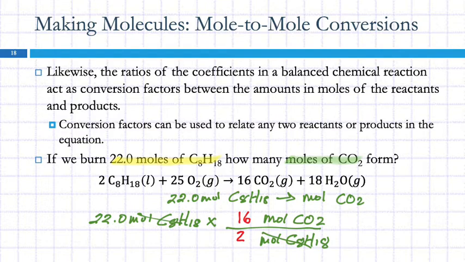Could you simplify that? Sure. Do you need to? No. So my feeling is just leave it alone. So 22 times 16 divided by 2, 176 moles of CO2. Checking sig figs, my starting number had 3 sig figs.